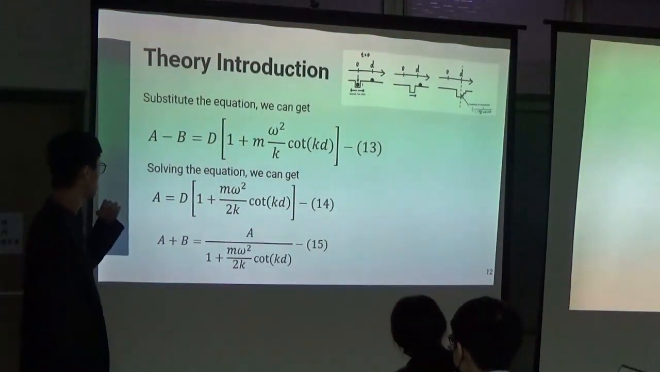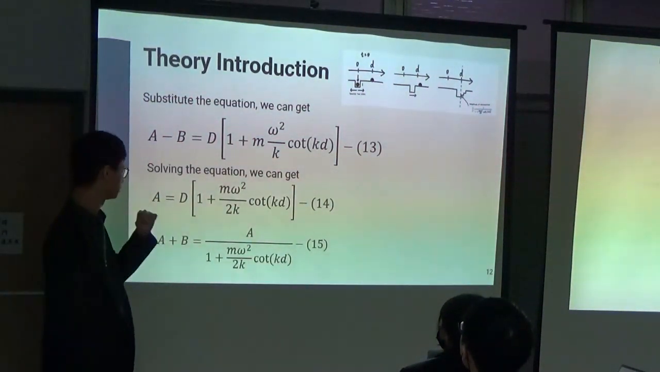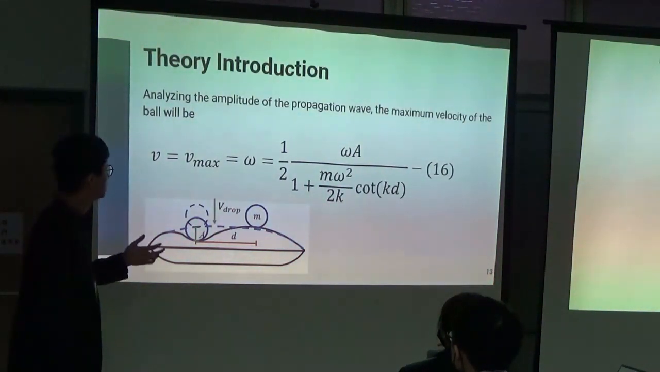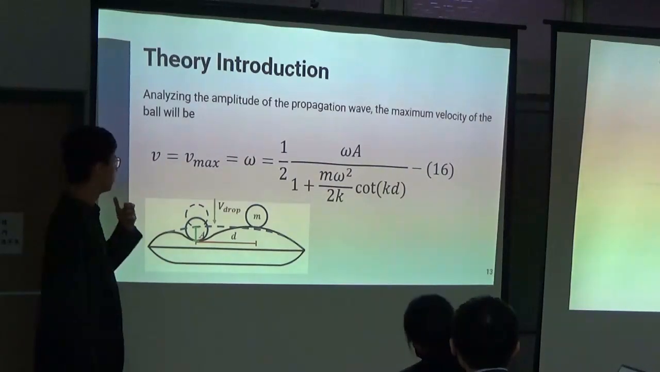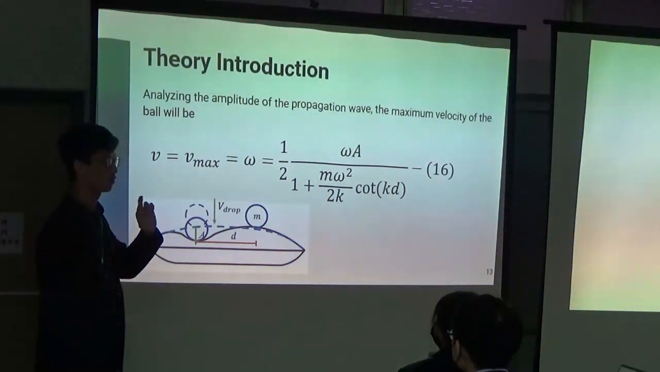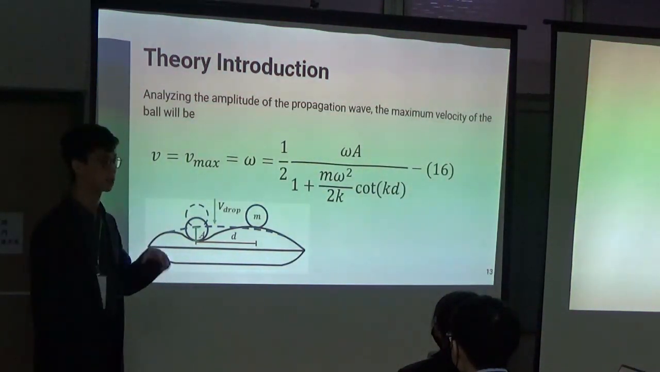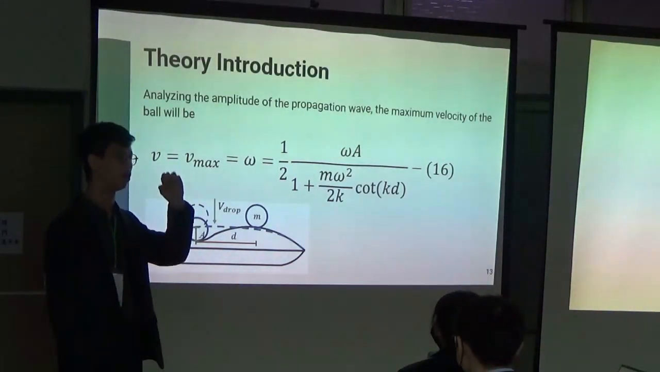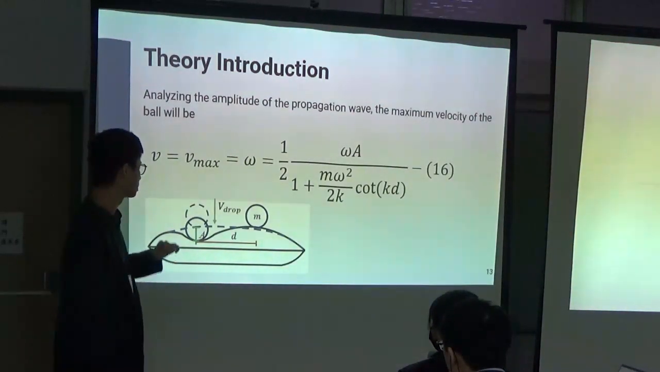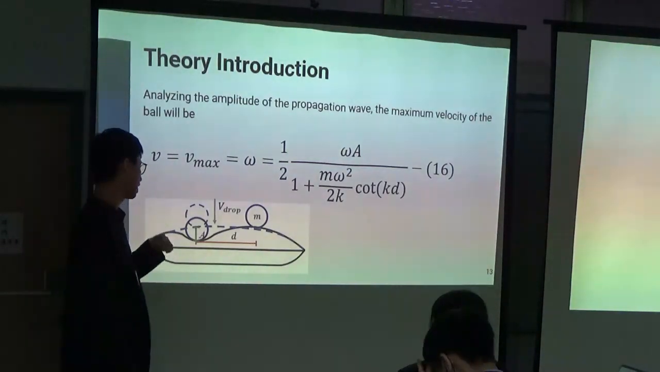Substituting the equation, we can get equation 15. Analyzing the amplitude of the propagation wave, the maximum velocity of the ball will be as above. As you can see in our solution, we can't really analyze it through the conditions we gave before the ball falls onto the cushion. Therefore, we would like to analyze specifically those parameters and variables such as frequency, amplitude, and wave number.